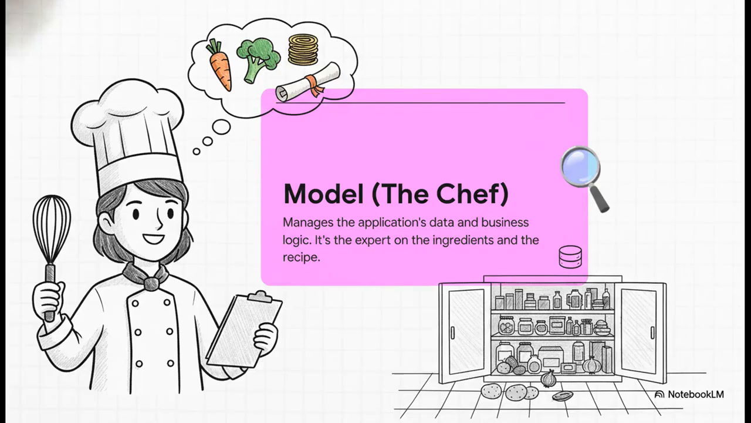First up, let's talk about the model. In our restaurant, the model is the chef. The chef is the master of the ingredients. That's our data. And the recipe, which you can think of as the business logic. The chef knows exactly what to do with everything, gets all the ingredients from the pantry, which is kind of like the app's database, and makes sure it all comes together perfectly.